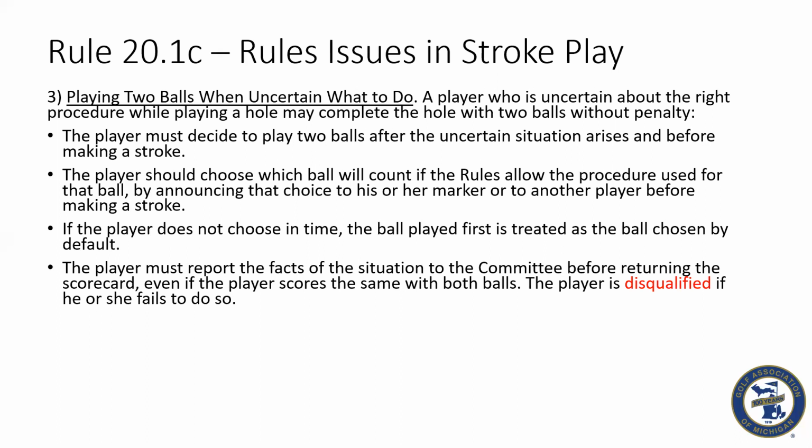You really mean that? All right, and then the last one here we talked about, but again, the player must report the facts of the situation to the committee. If they don't, they're going to be DQ'd. So even if they score the same, they make 5 with both balls, they still need to tell the rules committee what happened. The reason is that they might have actually got a penalty with both of those balls, and their score is actually not a 5, it's a 6 or a 7 because they played from the wrong place in both spots. Just throwing that out there as an example.